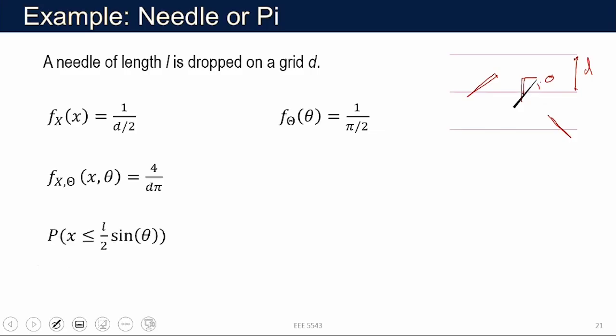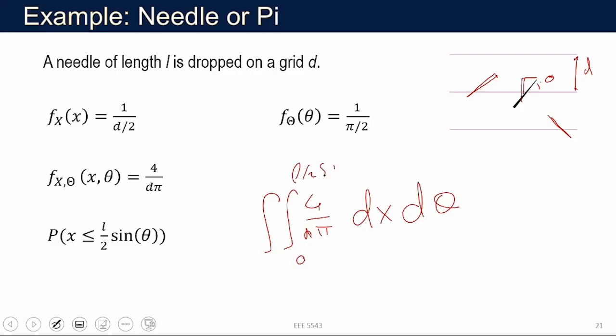So in this case, to find this, all we do is integrate over our region of interest the joint distribution function, which is 4 over pi d. And we want to integrate with respect to x and then theta. So in this case, our x will go from 0 to L over 2 sine theta. And our theta, well, there's really no restriction on theta, so theta once again will go from 0 to pi over 2.